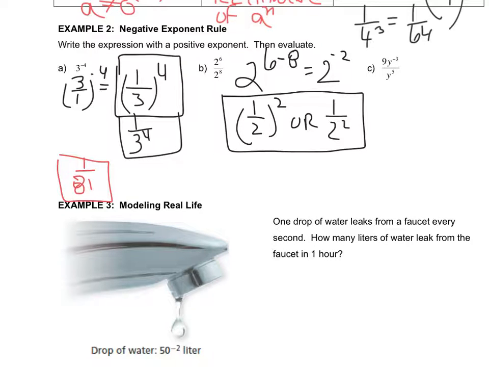The second part says evaluate. So evaluating means 1 over 2 squared, which is 4. So there's the evaluate part.